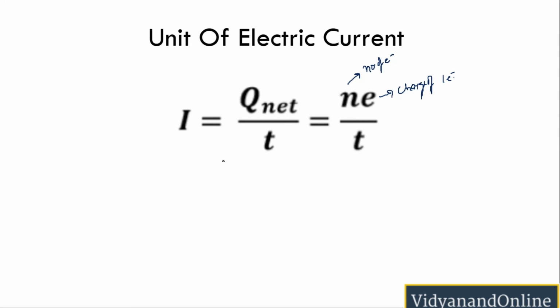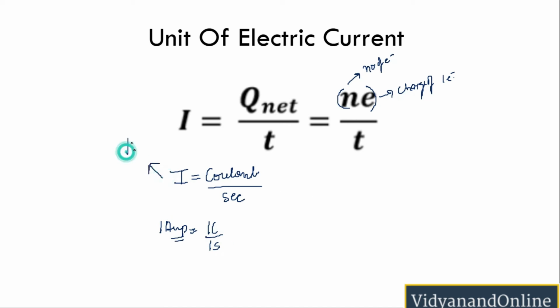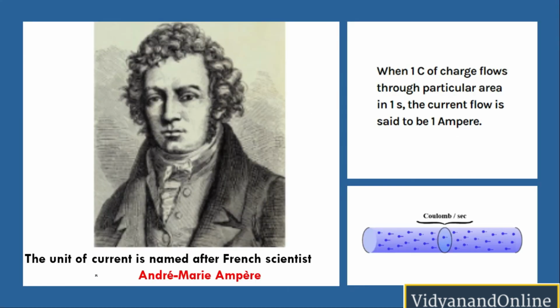Now if we have to find out the unit of current, I is equal to charge upon time. What is the unit of charge? It is Coulomb. So Coulomb upon second. So if you have to produce a current of 1 ampere, it means 1 coulomb of charge should flow in 1 second. Now the question arises, why do we say the unit of current is ampere? The unit of current is named after the French scientist Andre Marie Ampere.